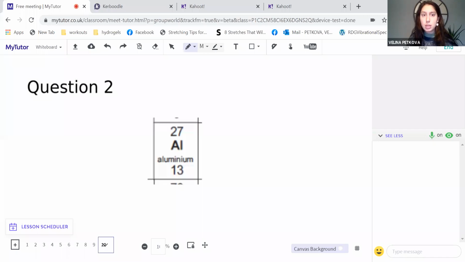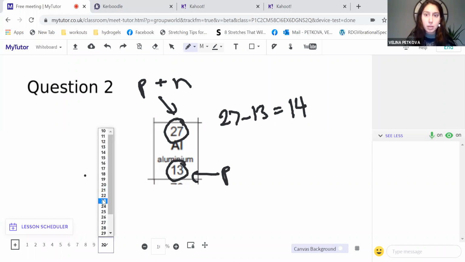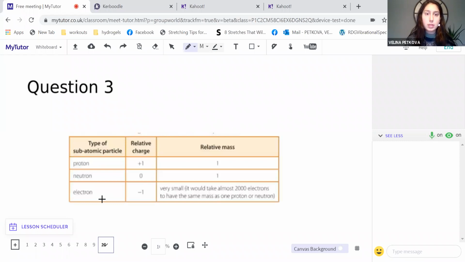So we said that the top number was the mass number, which was the number of protons and neutrons together. The bottom is the proton number. And so therefore the neutrons will be 27, take away 13, which is equal to 14. If you have any questions on the questions in Kahoot, please ask them. We do end at 12.